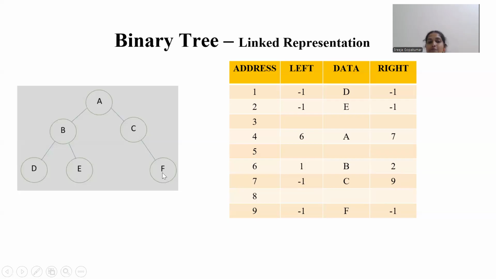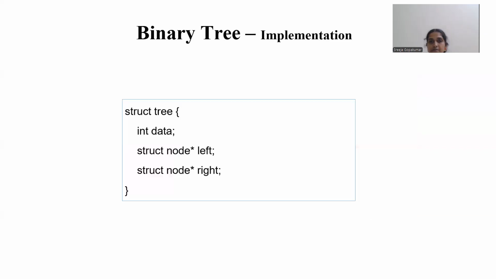For all the leaf nodes, which means there is no left child node or right child node, D, E, F are all leaf nodes whose left and right pointers will be marked as -1. So this is the tabular format of our memory address, showing how the particular node is getting stored inside the memory. That is the memory representation of a binary tree using linked list.